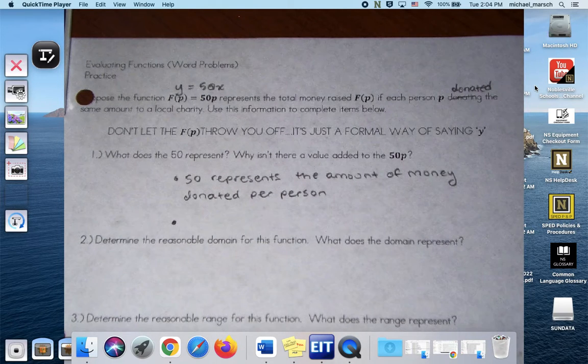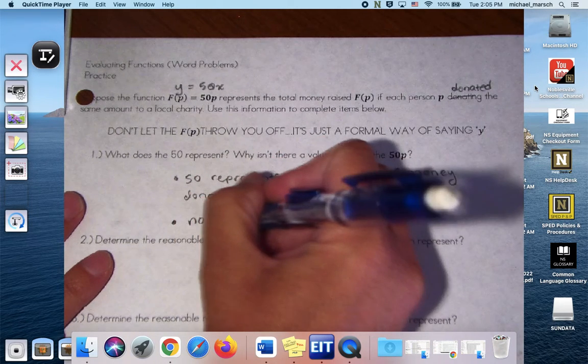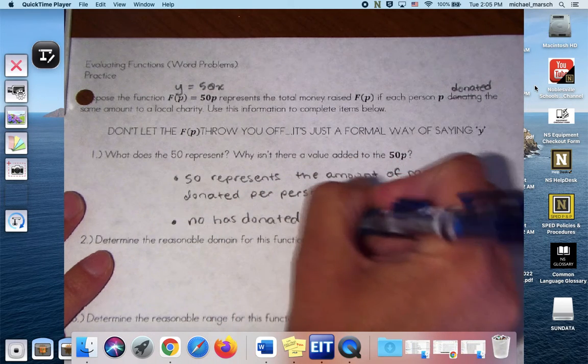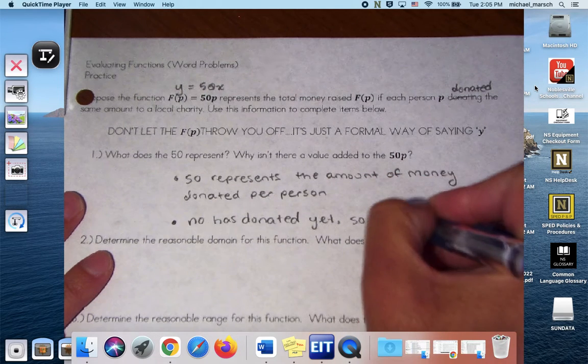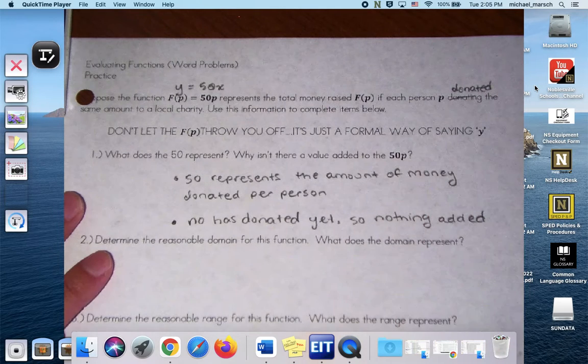Why isn't there a value added to the 50p? Think about the scenario. And why isn't it like plus 150 or plus 1,000 like our other two examples? PK? Nobody has donated yet. Excellent! No one has donated yet. So nothing added.